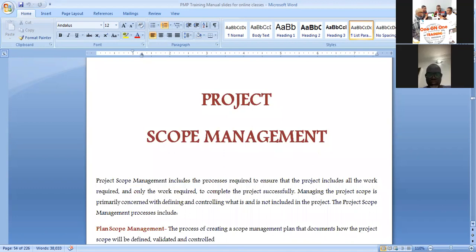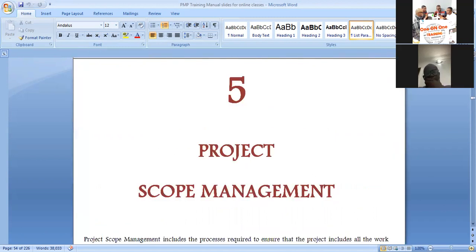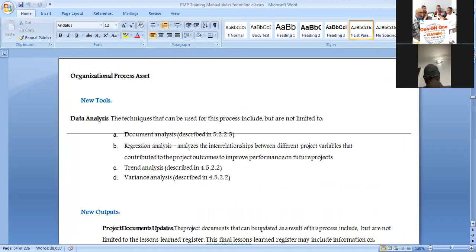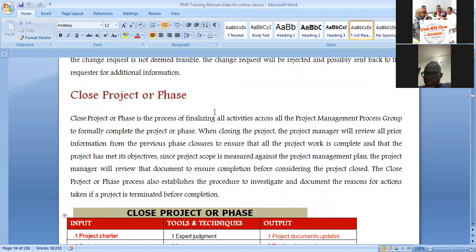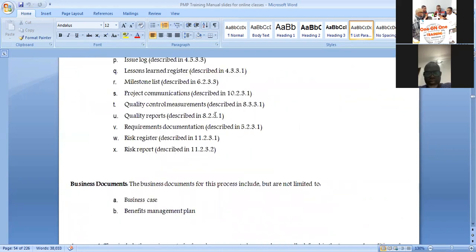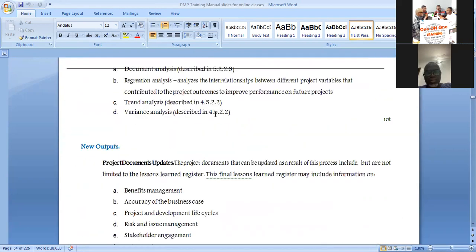Can you make it a little bit bolder? Okay, let me see if that is possible from here. A little bit bolder. I could not organize my slides very well. Okay, let me see if I have the right slides. Okay, that is about that.